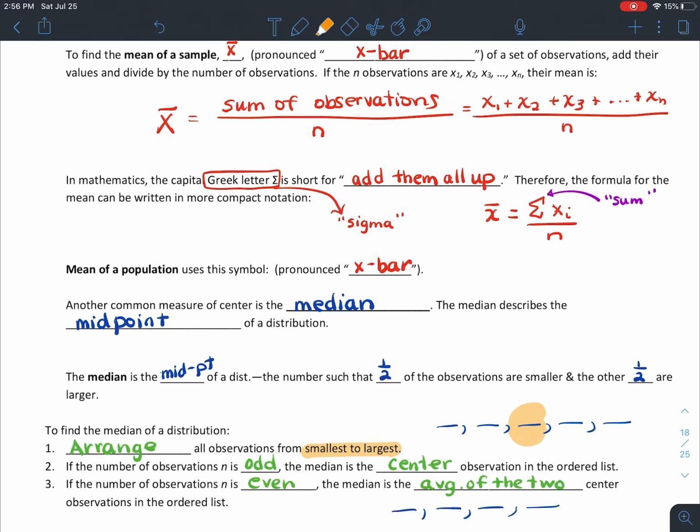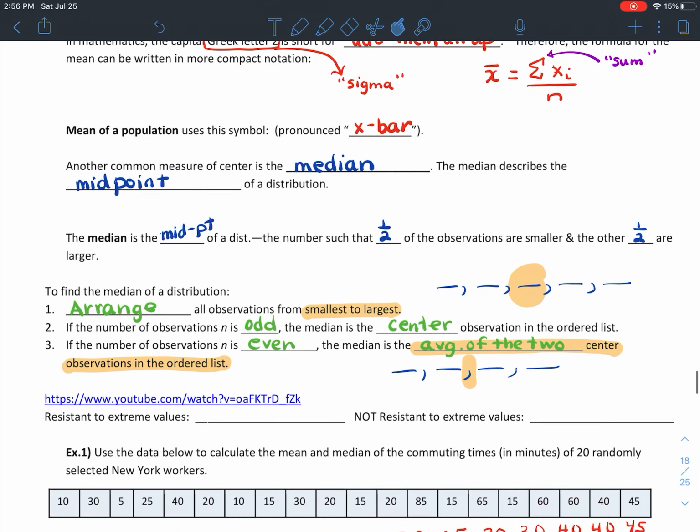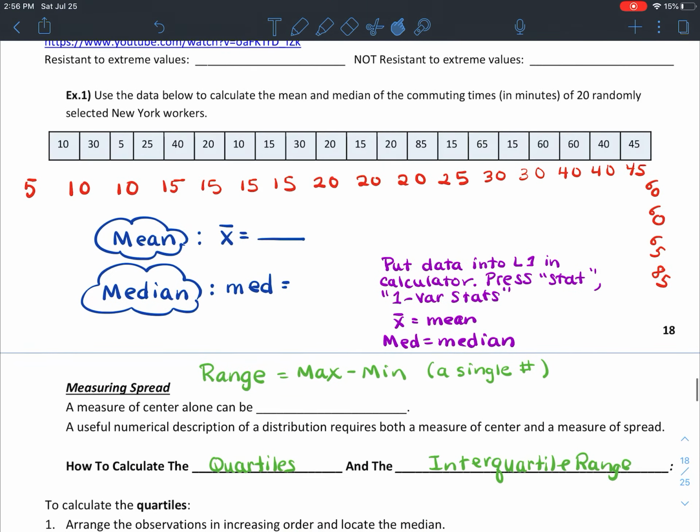Let's say you have 4 values. It feels like the center is just right here in between. Then the median is the average of those 2 centered observations. What this means is your median value could be a value that's not actually one of the values in your data set, because it's the average of the middle 2 if we're talking about an even number of numbers.